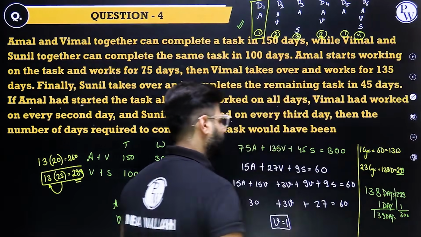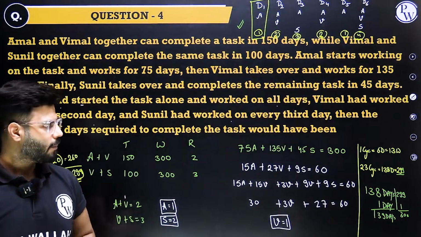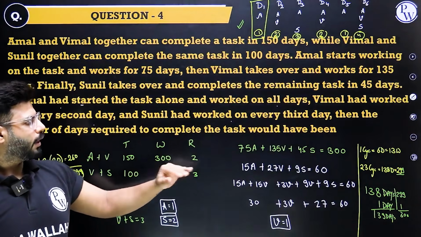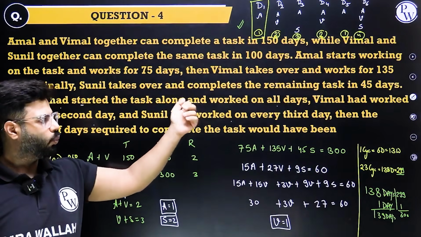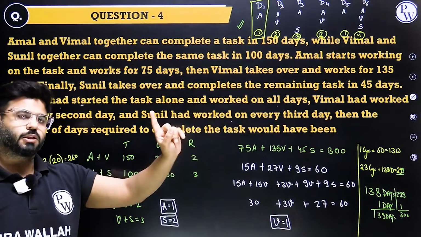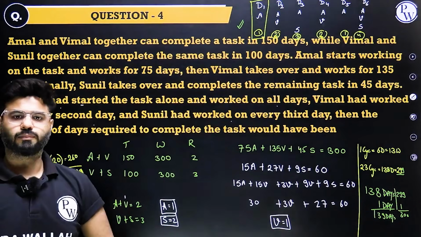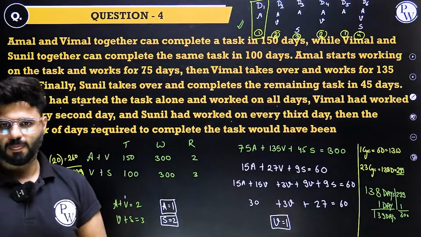Pause the video, try on your own. The answer is 139. 23 cycles, every cycle contributing 13 work, and 6 days, making it 138 days and 299 work. 1 still left, will come for the day 1. 139th day, work gets over exactly.